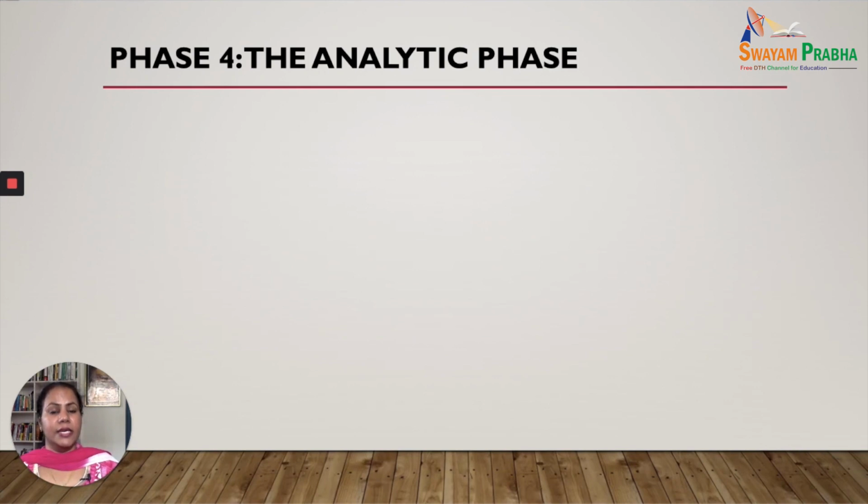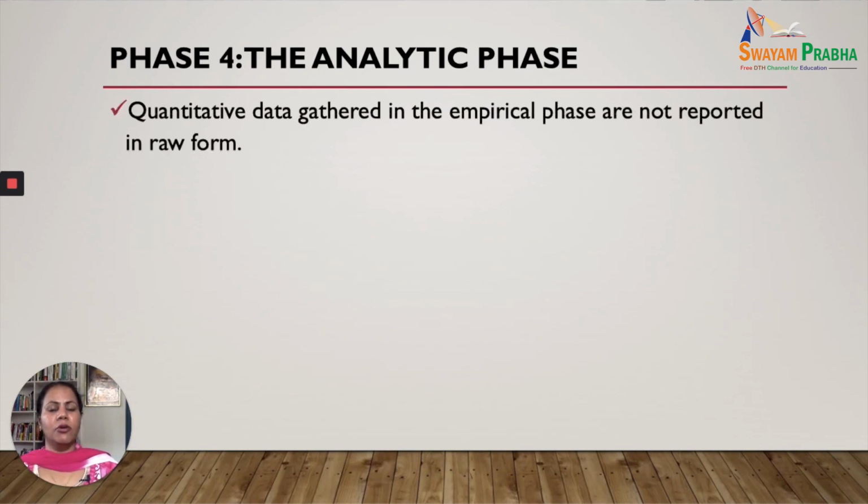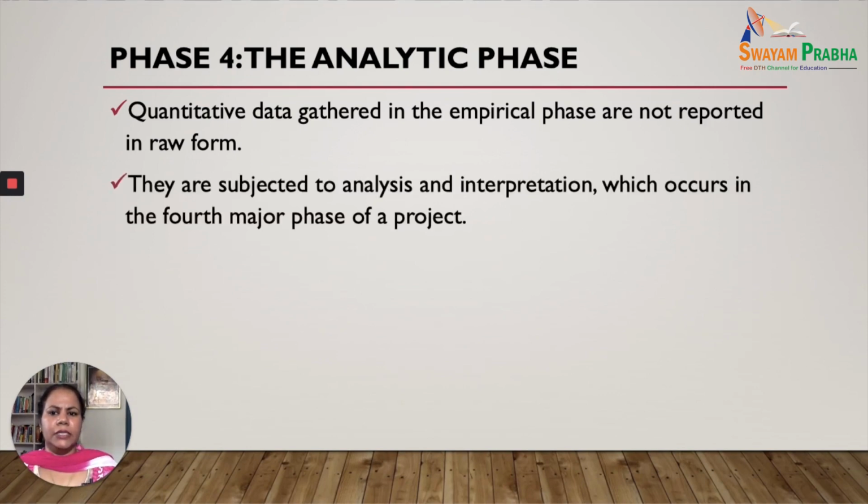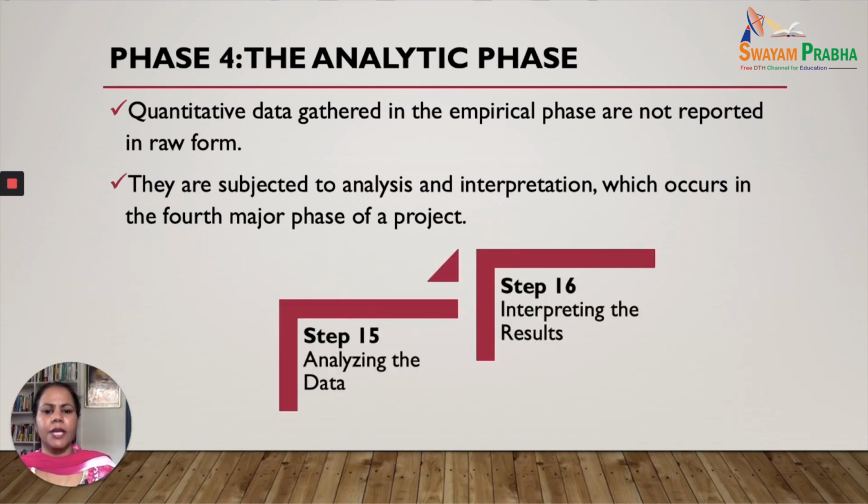The next phase is the analytic phase. In the analytic phase, whatever quantitative data we have gathered, we need to analyze. Till the time it is in raw form, it is not useful. So the data which we gather is subjected to analysis and interpretation, and the analysis is done through a number of statistical techniques, right? Analysis can be done through either descriptive statistics or inferential statistics, and you may use some statistical software for that. The analytic phase has two steps. Step 15 is analyzing the data, and step 16 is interpreting the results.